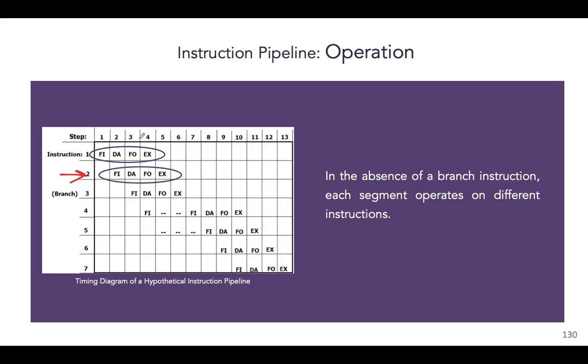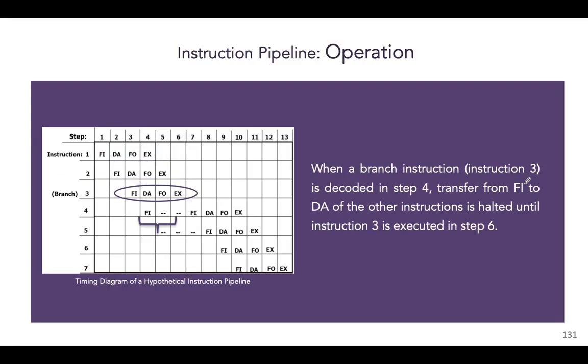When the third clock pulse occurs, the first instruction, which was in the DA phase, now moves to the FO phase, where operands are fetched. Instruction 2, which was in the FI segment, now moves on to the decoding and effective address computation phase, and so on. But this is only as long as there are no branch instructions. Normal execution takes place only when there are no branch instructions. Now suppose the third instruction in line was a branch instruction. What happens then?